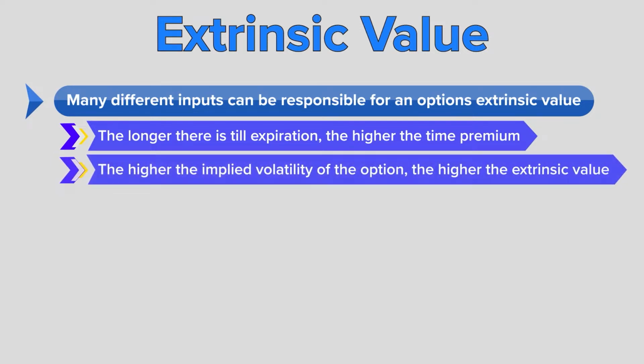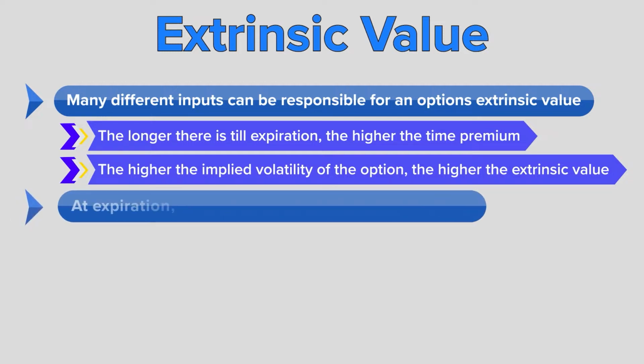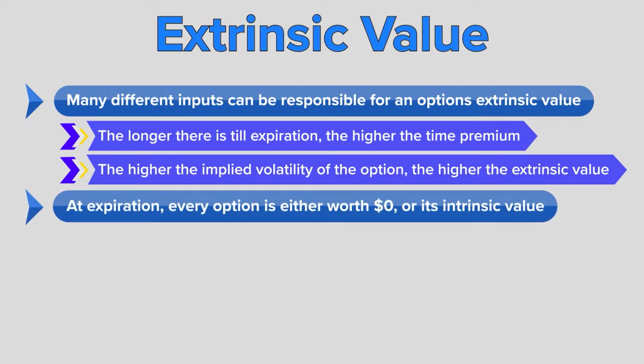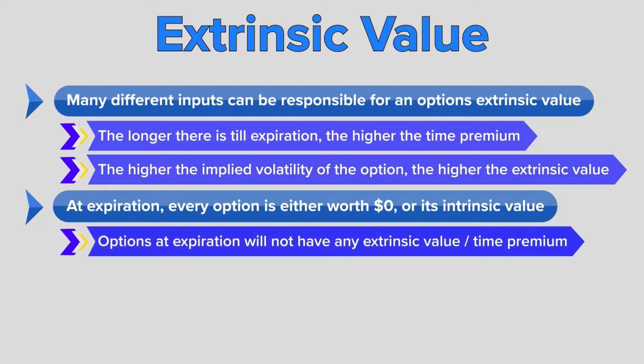The higher the implied volatility of the option, then the higher that amount of premium or extrinsic value is going to be. But at expiration, so when we get to the end of the lifespan of every option, it is either worth zero if it's out of the money, and we discussed what out of the money was before, or it's worth its intrinsic value. There is no time premium, no extrinsic value left in any option at expiration.